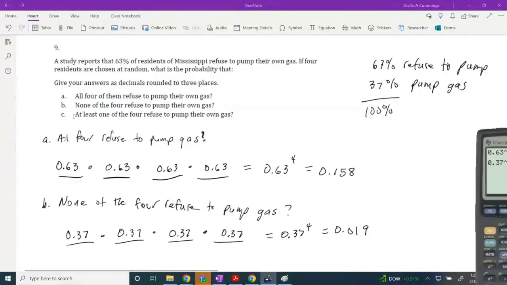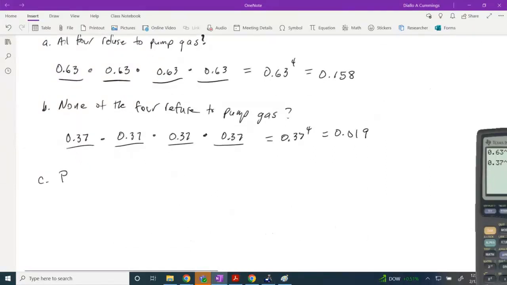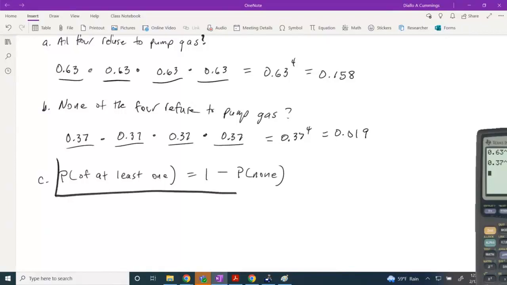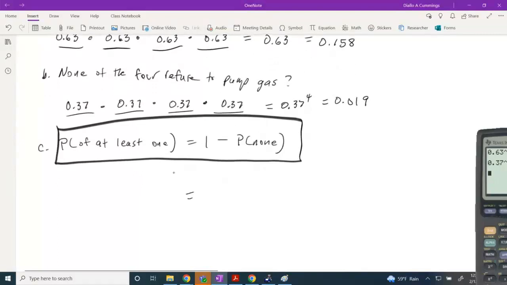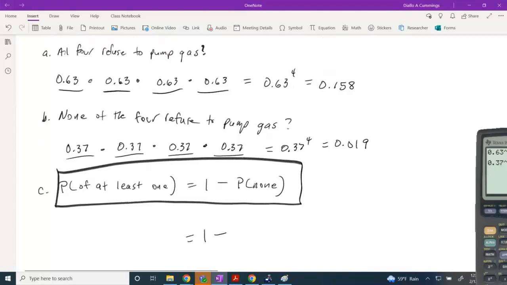Now here's the third one. Whenever you see the probability of at least one, that's equal to 1 minus the probability of none. So like I alluded to, we're going to have to use a previous calculation to figure this one out, right? So what's going to be the probability of at least one? Well, it's going to be 1 minus the probability of none. So what is the probability of none?